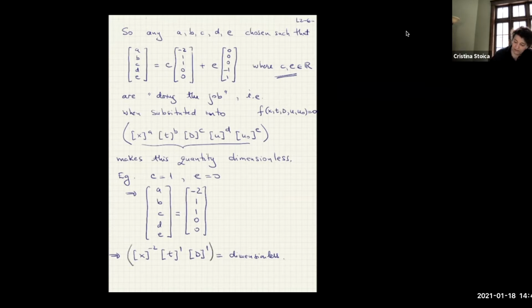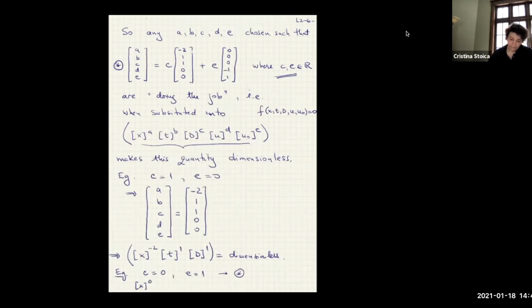So for a choice of C and E we obtain a dimensionless quantity. Now I'm going to choose another one. Let's say now C is 0 and E is 1. So now if I substitute in there, I'm substituting this into up top here, we're going to end up with x at the power C, which is 0. So x at 0.